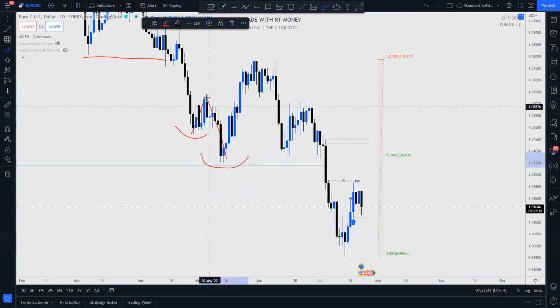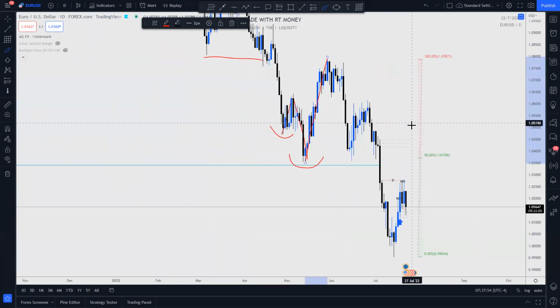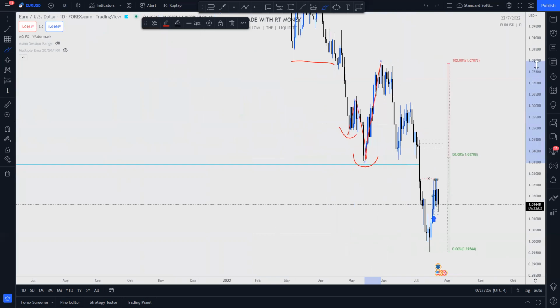Great. Is this actual structure? Do we call this structure? Because it was a very shallow pullback, and then we get it beat here. What do you want to call that? Don't get caught up in this. Don't get caught up in that. That is an internal high.